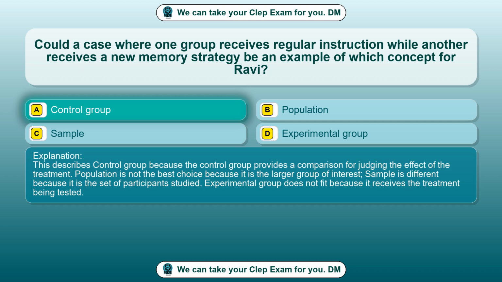This describes control group because the control group provides a comparison for judging the effect of the treatment. Population is not the best choice because it is the larger group of interest. Sample is different because it is the set of participants studied. Experimental group does not fit because it receives the treatment being tested.